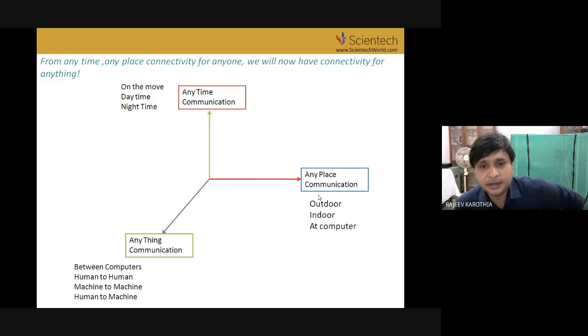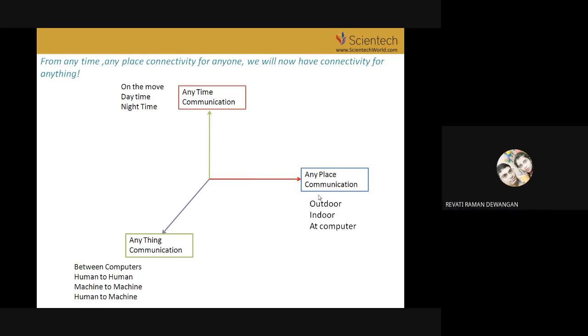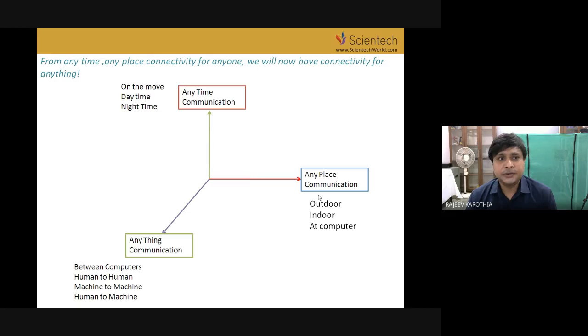I'll discuss another definition of this IoT, like it's anytime communication, any place communication, and anything communication. So it's a three-dimensional definition of this IoT, from any time, any place, connectivity for anyone. So we will now have connectivity to anything.